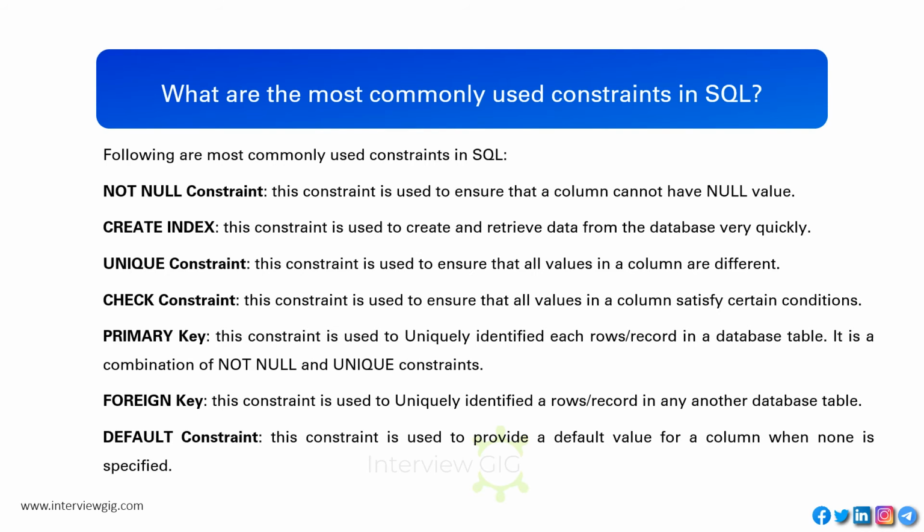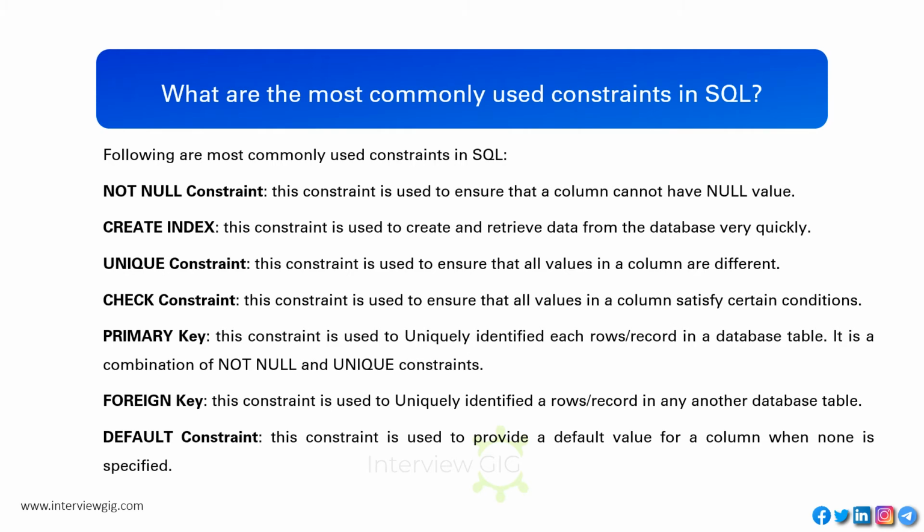Not null constraint. This constraint is used to ensure that a column cannot have a null value. Create index. This constraint is used to create and retrieve data from the database very quickly. Unique constraint. This constraint is used to ensure that all values in a column are different. Check constraint. This constraint is used to ensure that all values in a column satisfy certain conditions.